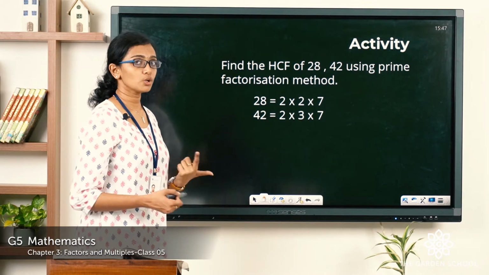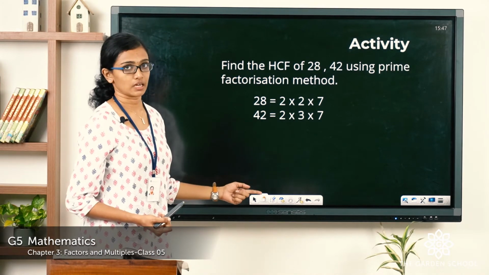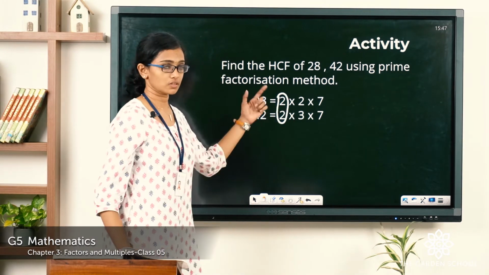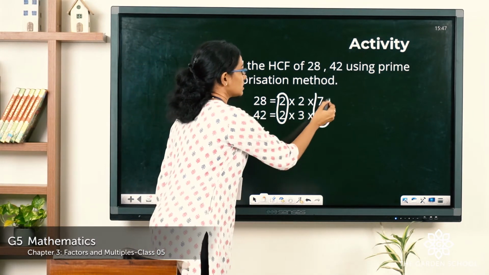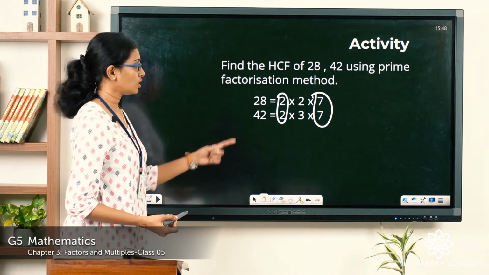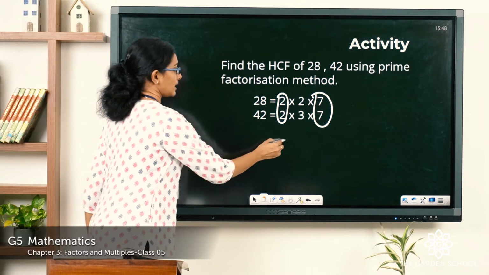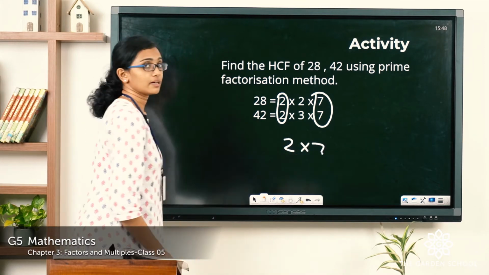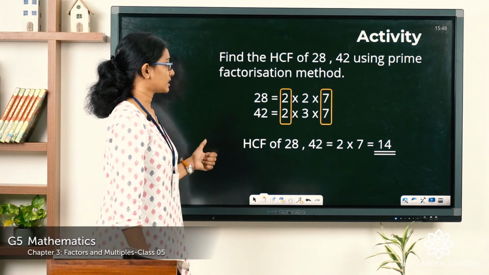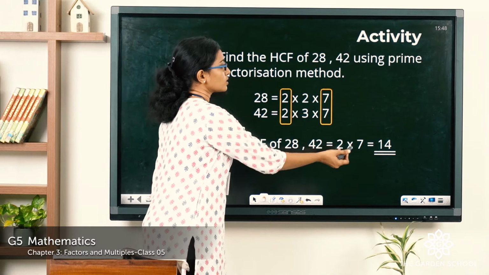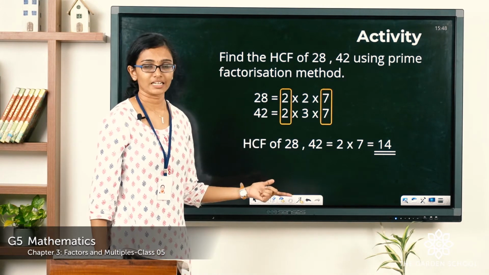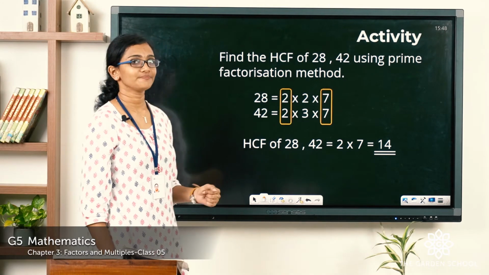We have to group together the common prime factors for these two numbers. So 2 is common to both these numbers, and this 7 is also common to both these numbers. Now what do we do? We take one from each group and multiply the factors together, and the product will be the HCF. So here it is 2 into 7, 14. So HCF of 28 and 42 is 14. So I hope your answer is correct.